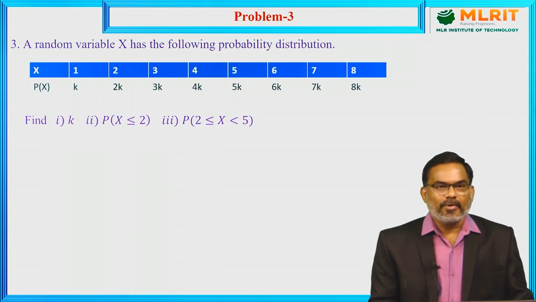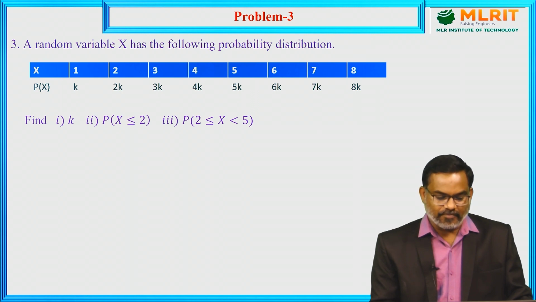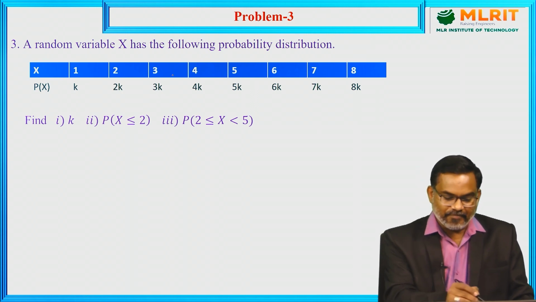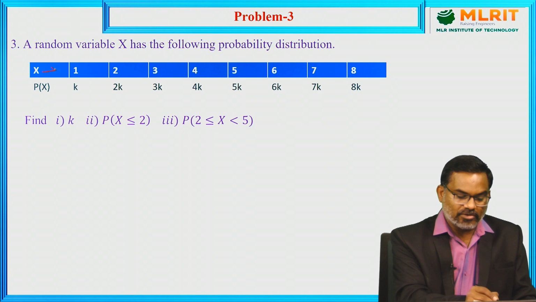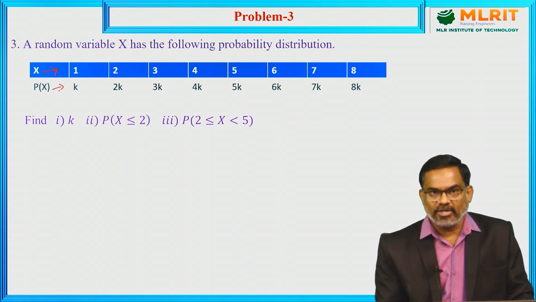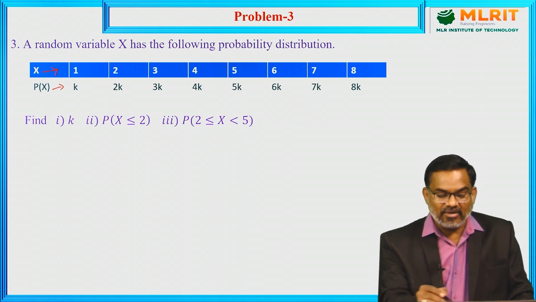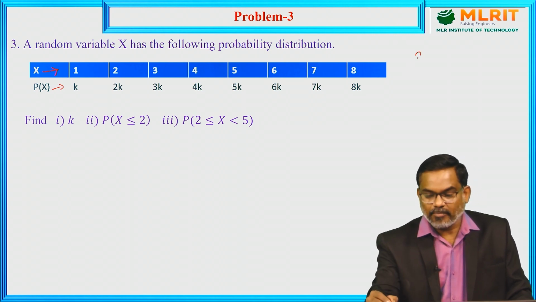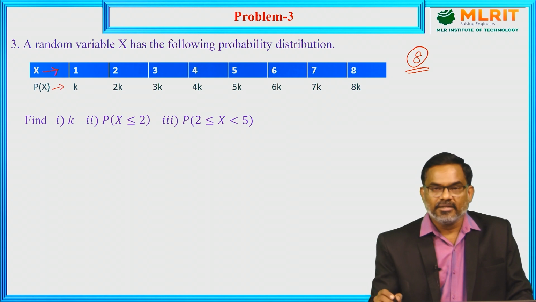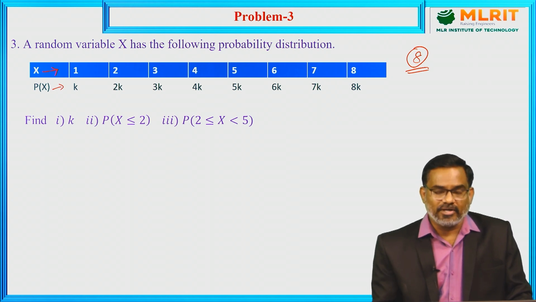Now, the problem number 3. A random variable capital X has the following probability distribution. The probability distribution is given here. The first row denotes the values of X and the second row denotes the values of corresponding probabilities. Here X takes the values 1 to 8, so the total number of values is 8, which is finite. So, it comes under discrete probability distribution.